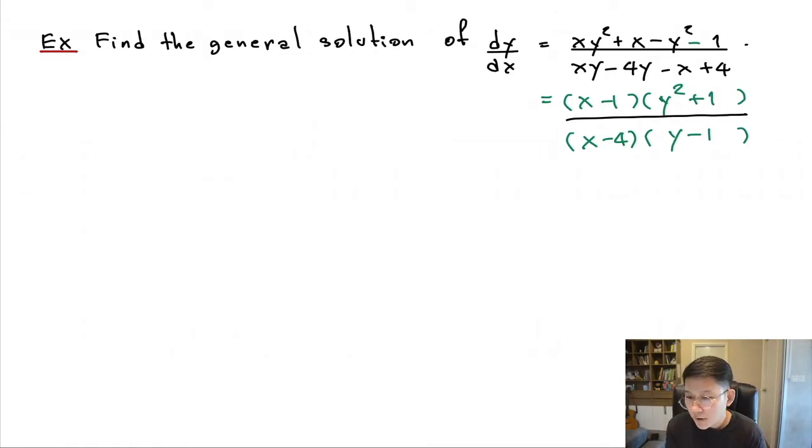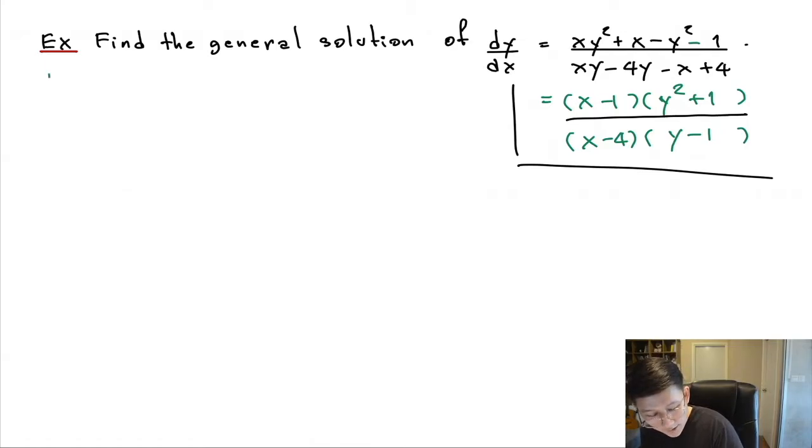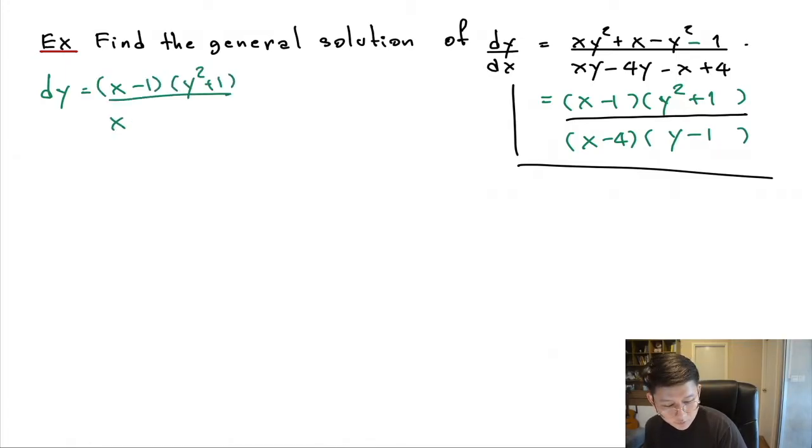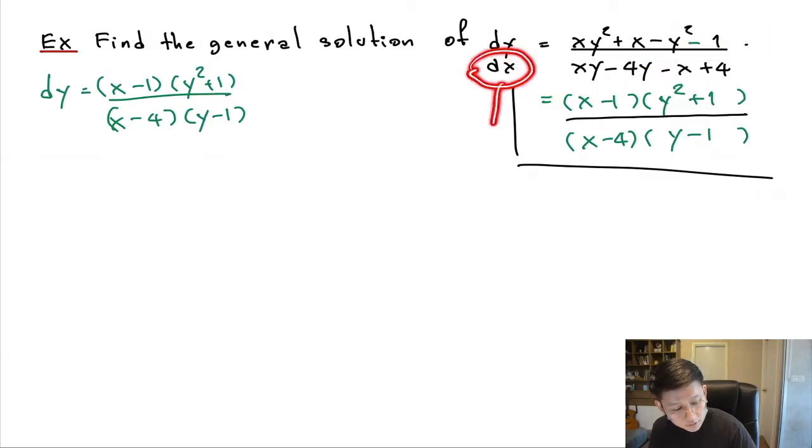So after factorizing it, does it look more separable? It kind of does. Okay, to make it even clearer, I'll write it in this way. So this is not differential form, right? This is the usual form. To write it in differential form, we will have that dy is (x minus 1)(y squared plus 1) divided by (y minus 1), and I push dx to this side. Makes sense? I push dx. Don't forget, guys. dy by dx is y prime.